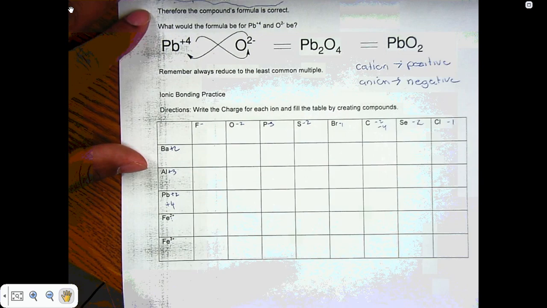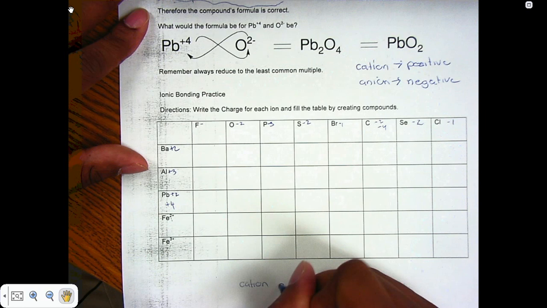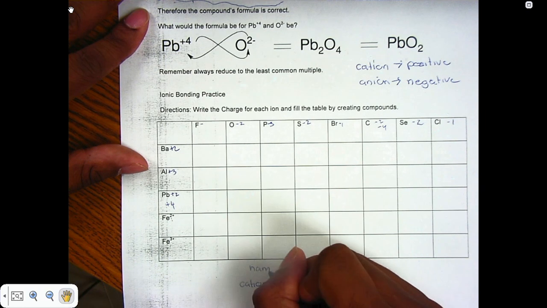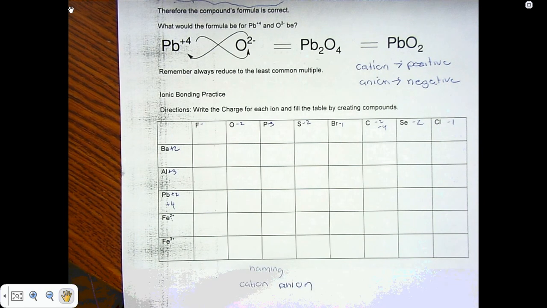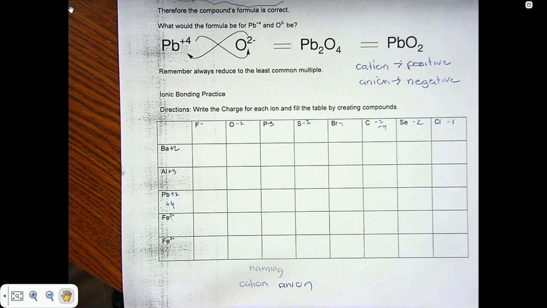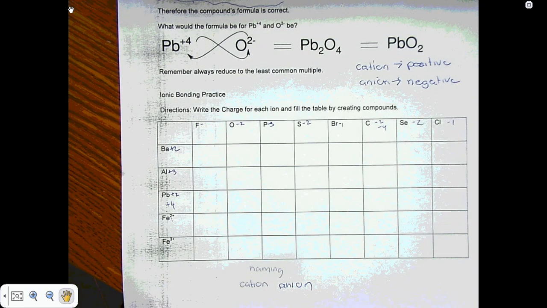And whenever you name these, you start with the cation name first, and then the anion next. So naming them, that's what you do. So let's go ahead and get started, and we should look at maybe that first column where we have fluoride. And so let's look at that.